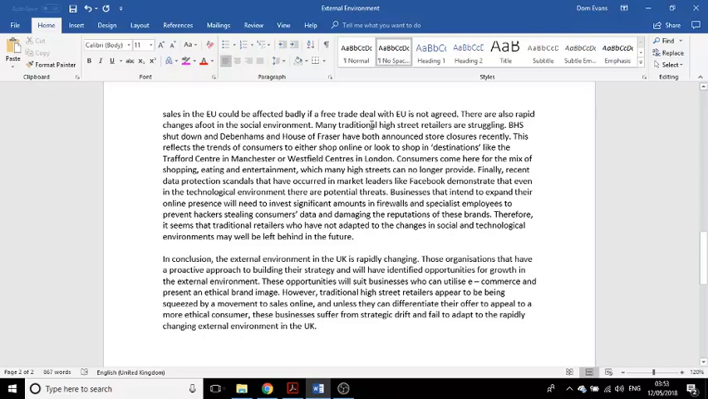Okay, so changes in the social environment, changes in shopping patterns, consumers looking to be entertained rather than just look for shopping destinations mean that many high streets are struggling. Finally, recent data protection scandals that have occurred in market leaders like Facebook demonstrate that even in the technological environment there are potential threats. Businesses that intend to expand their online presence will need to invest significant amounts in firewalls and specialist employees to prevent hackers stealing consumers' data and damaging the reputations of these brands.